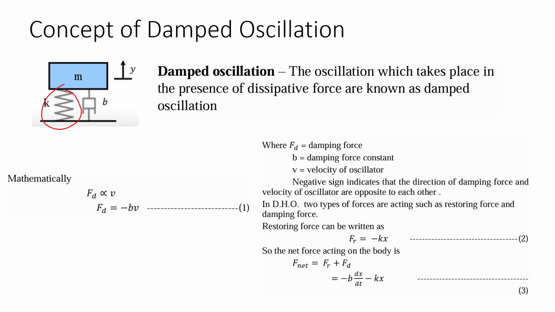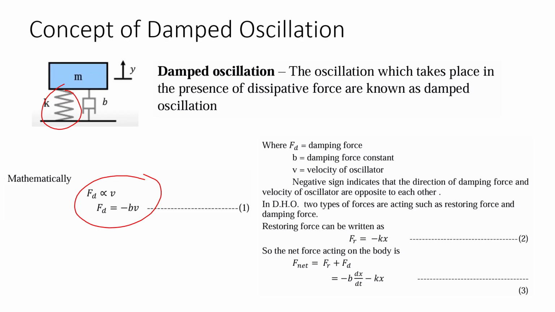Mathematically, we write the damping force as F_D equal to minus b v. b is the damping constant and v is the velocity. The negative sign means that the damping force always acts opposite to the motion.